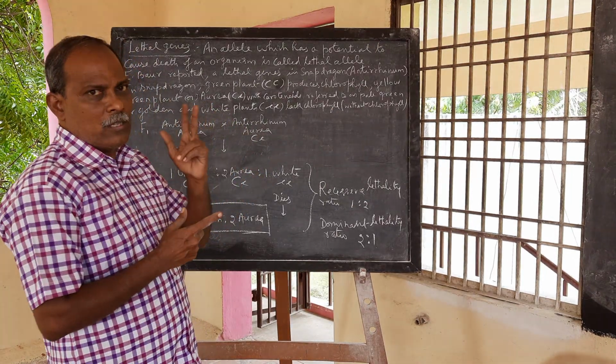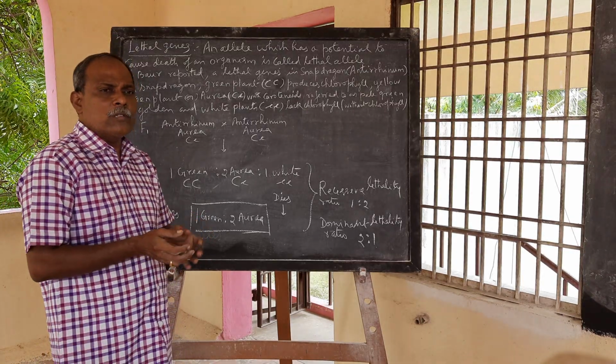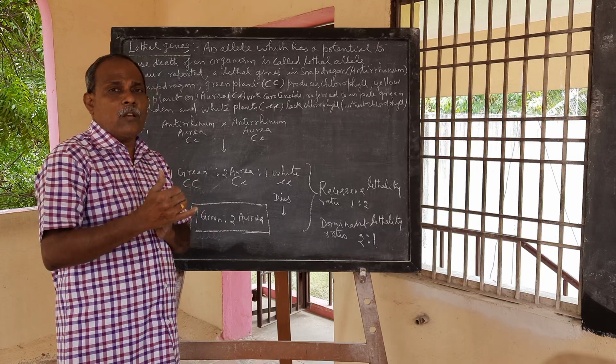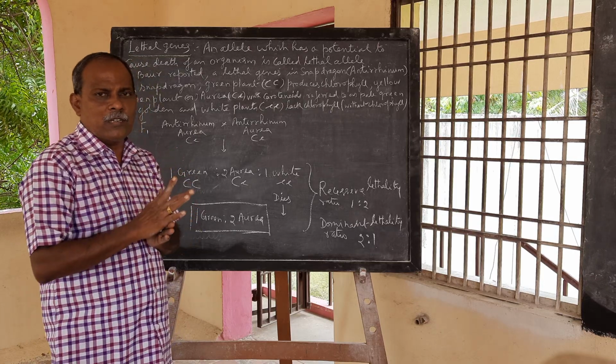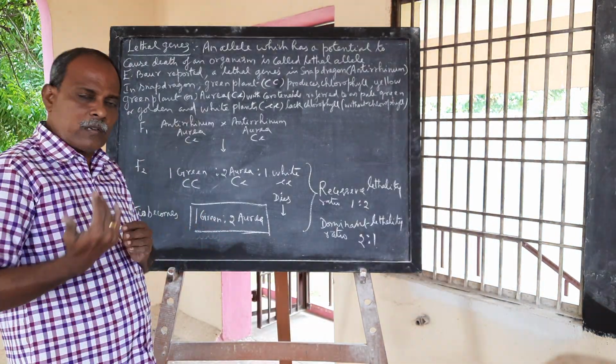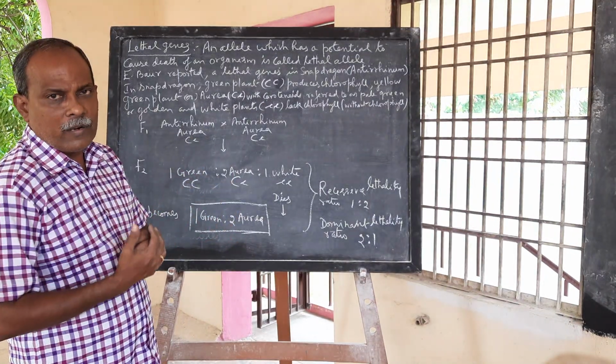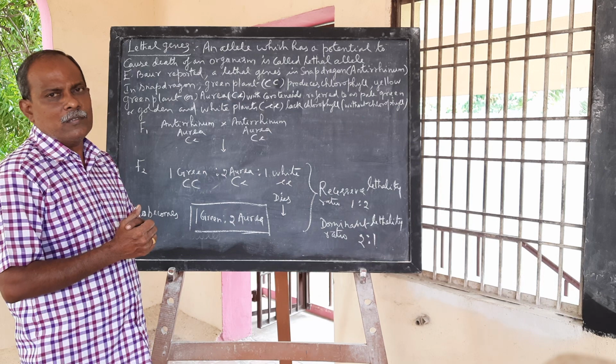Now about lethal genes. So in lethal genes, actually sometimes what happens here, the genes present in an organism in homozygous condition, either dominant or recessive, can cause death or killing effect of an organism. Such genes are called lethal genes.